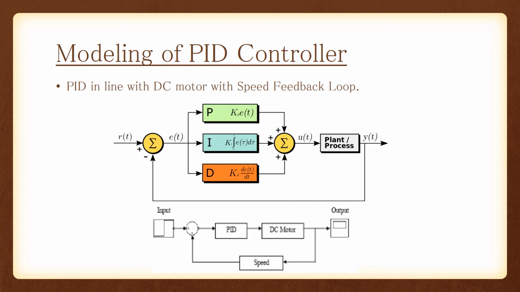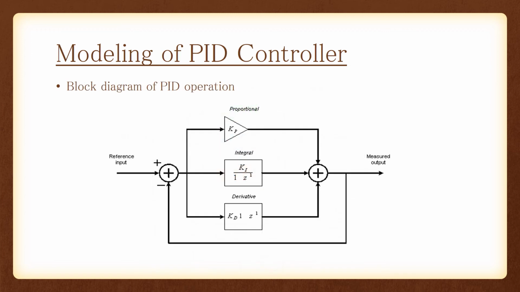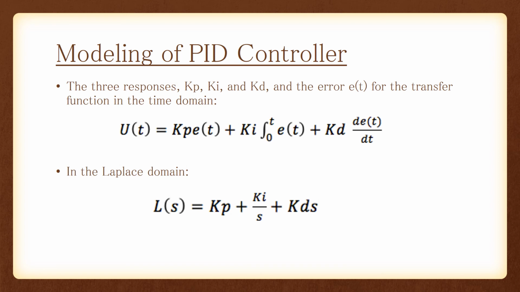This is a block diagram of PID controller. And this is a block diagram of PID operation. The transfer function in the time domain and in the Laplace domain with Kp, Ki, and Kd and L is t. Kp is the proportional gain, Ki is integral gain, and Kd is derivative gain.